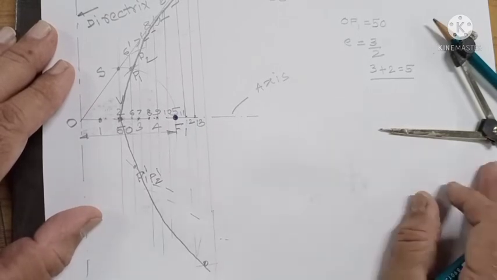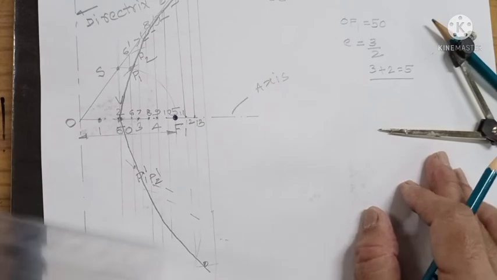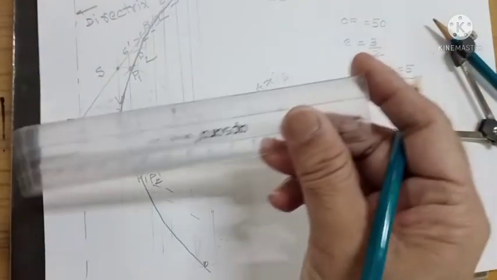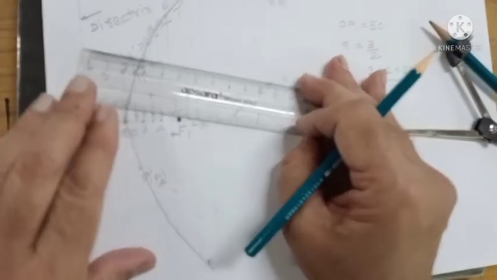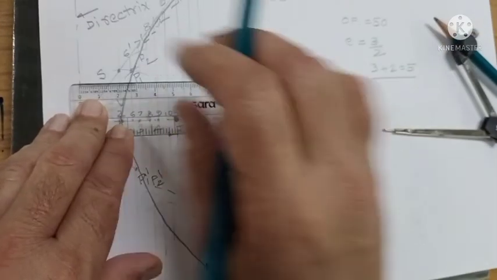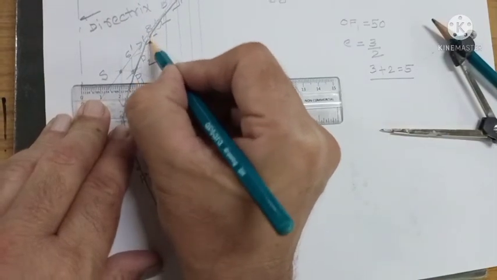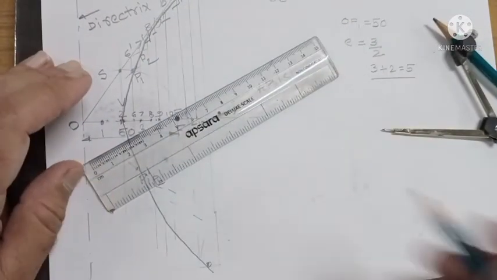Now we have to draw the tangent and normal to the curve at a distance of 40 mm from the directrix. Just measure 40 mm from here. Use this mini drafter scale, 40 mm. This is 40 mm. So you draw the vertical line. You have the mini drafter scale like this, no? This you are getting somewhere here. So at this point you have to draw the tangent and normal.